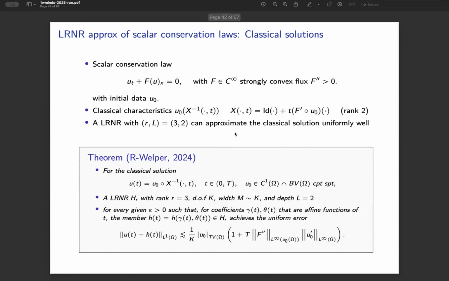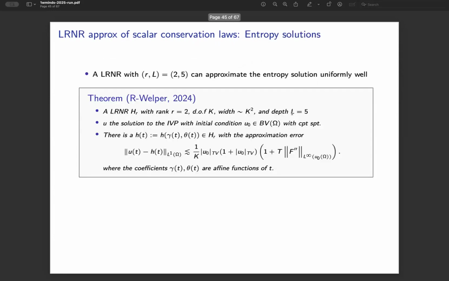So let me just dwell on that a little bit. In the classical case, we know that this coefficient t multiplying the spatial function f prime composed with u0 is essentially an identity function of t. So it's a very regular function. So although in the conservation laws the characteristic is changing over space, the dependence on time is actually quite regular and simple. That property is actually maintained in our learner approximation. So the coefficients gamma and theta t, which correspond analogously to these diagonal s's that we saw before, are going to be affine functions of t.